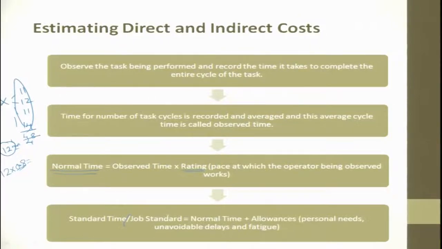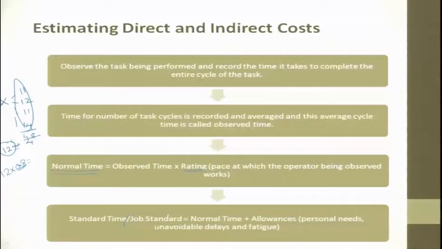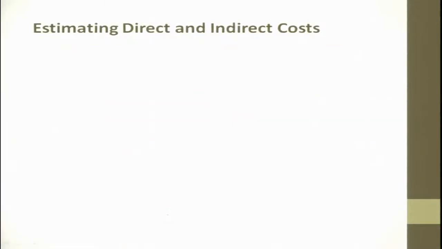If an old man or an unskilled labor does it, he might take more time, but when a skilled labor does it, he does it in a short span of time. So now you have to establish a standard. The standard time is the job standard, that is normal time plus allowance, all put together, and that's how you estimate the direct cycle time.